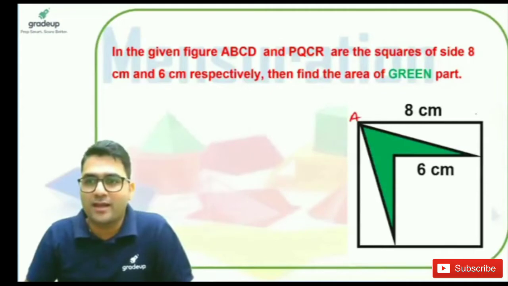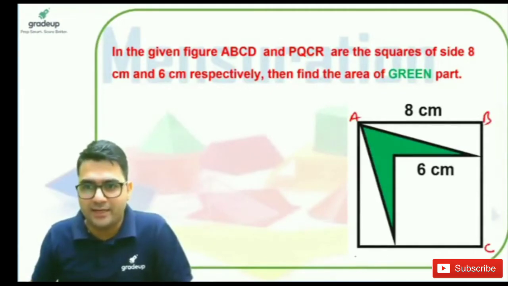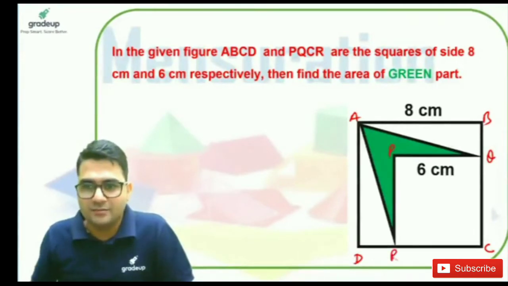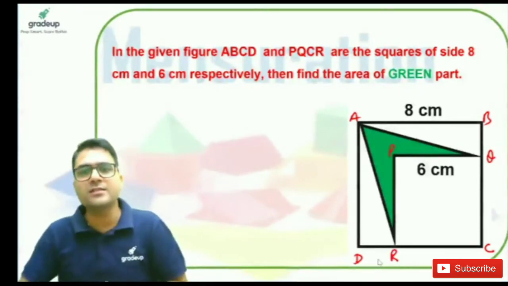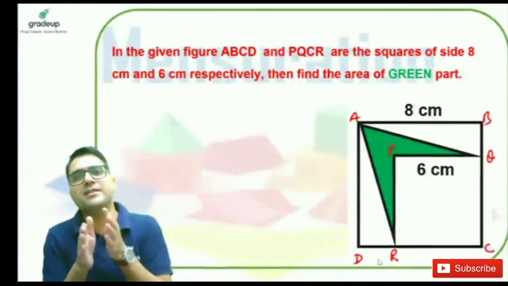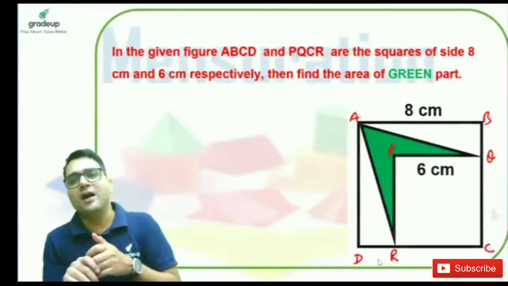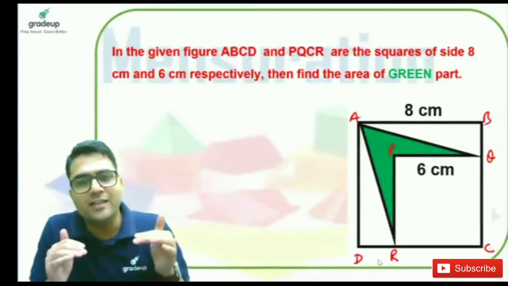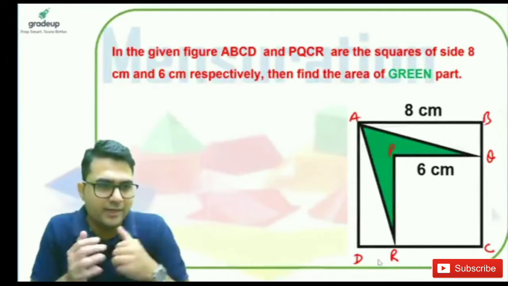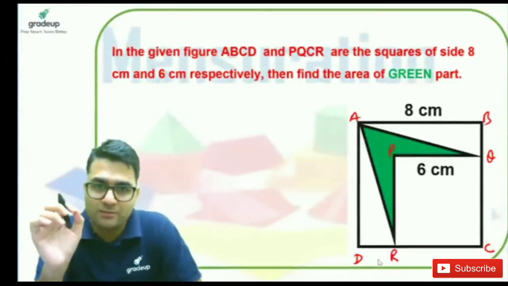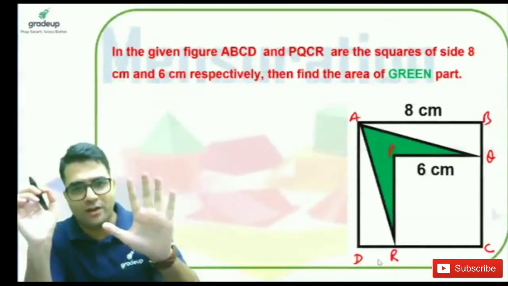Please give a try to this question and let's check how many of you can solve it. This is square ABCD and this is PQCR. In the given figure, ABCD and PQCR are squares of side 8 centimeter and 6 centimeter. Then find the area of the green part. Now I just need your undivided attention for 5 minutes on the screen only.